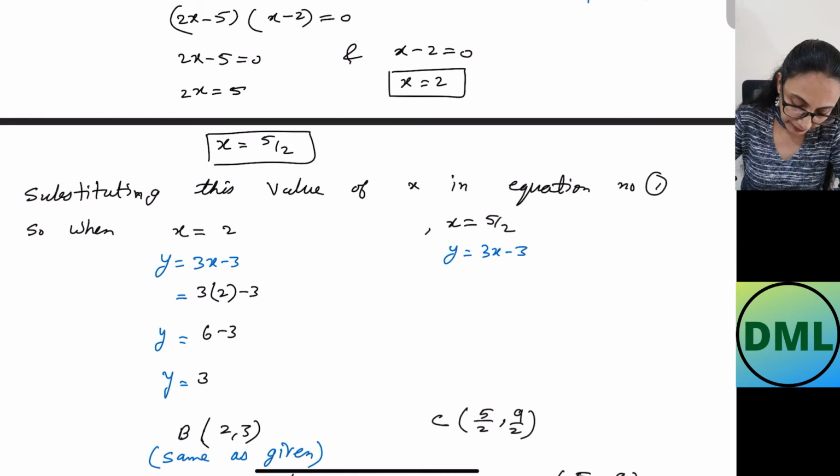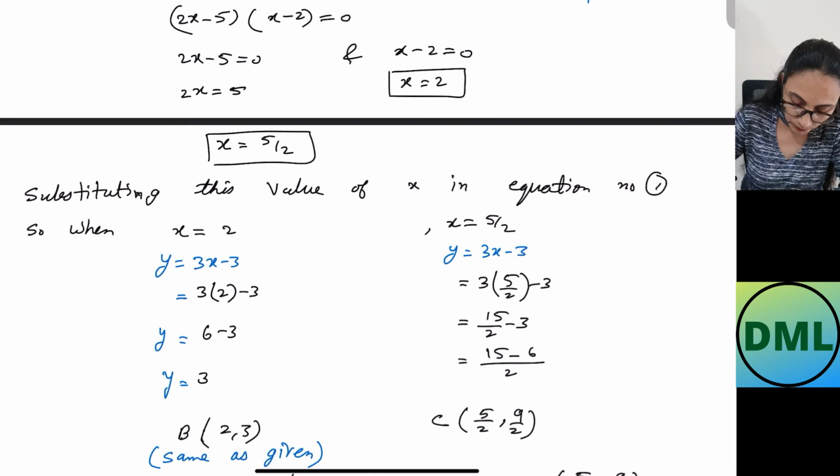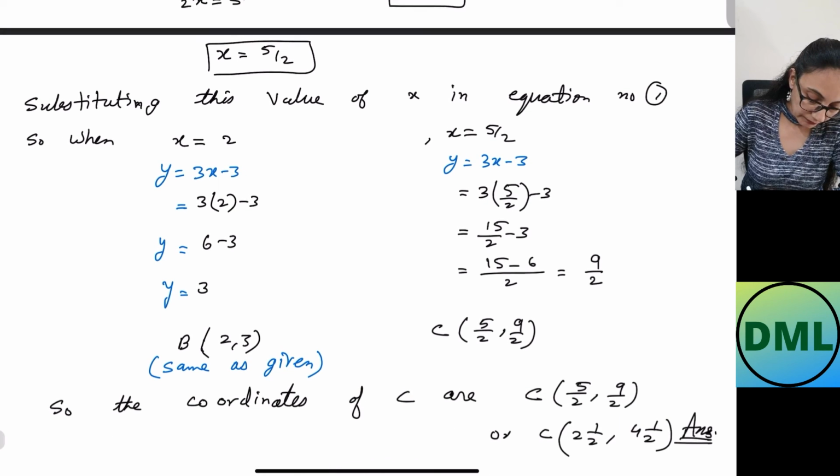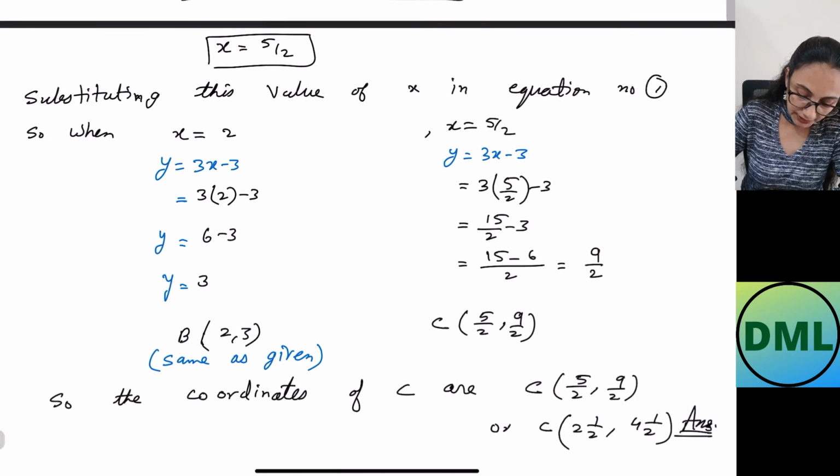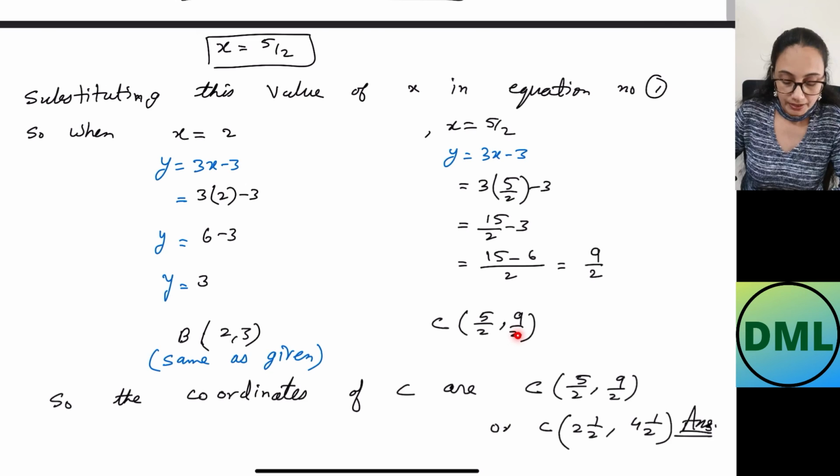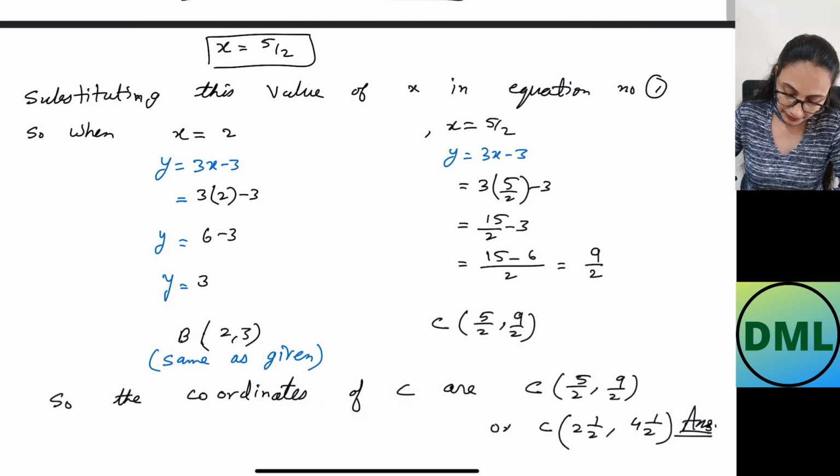Now let's substitute 5/2. So y will become 3(5/2) - 3, which equals 15/2 - 3. Let's take the LCM here: it will be (15 - 6)/2, which equals 9/2. So our first coordinate B is (2, 3) and C is (5/2, 9/2). The B coordinate is the same as given to you. So the C coordinate (5/2, 9/2) will be our second coordinate which cuts the curve. The coordinates of C are given by (5/2, 9/2), or you can write 2 1/2 and 4 1/2.